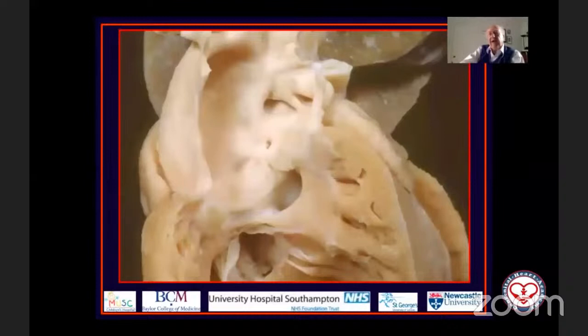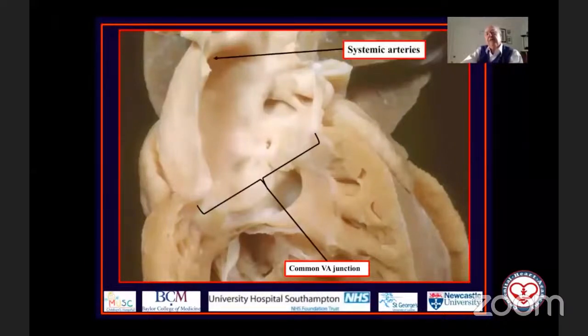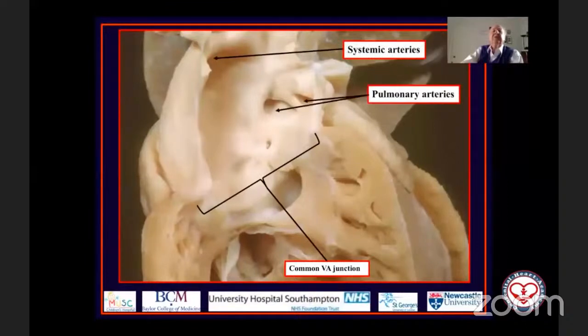I've opened one of Diane's specimens to show you the anatomy. Diane will be joining me throughout today's discussions, as over the past few weeks, we're going to show you video presentations to illustrate the salient anatomy. So this is what we are looking at today, the commonality of the ventriculo-arterial junction that is guarded by a common truncal valve. So that you see, arising from the common trunk, we have the systemic arteries.